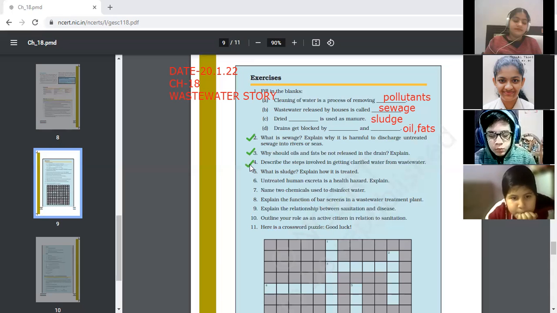Then the clarified water we get, in which aerobic bacteria are allowed to work. Aerobic bacteria work on it and again we get clearer water. After that, aeration. Aeration means air is pumped into the clear water so that the lighter impurities settle at the bottom and can be separated as the activated sludge. Solid impurities are separated from the bottom of the water, and the water is clarified.